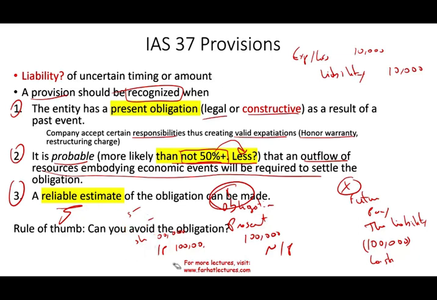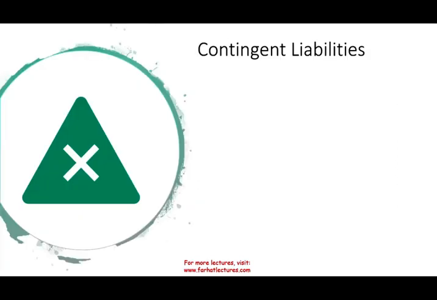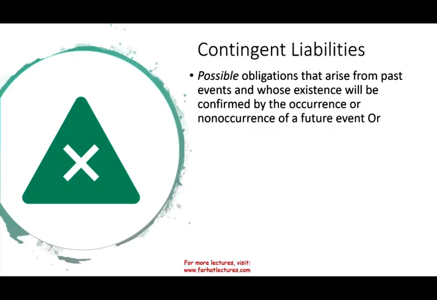Now, how do you know if you have a provision? Well, you ask yourself, can you avoid this obligation? If you cannot avoid the obligation, then you have an obligation. Okay? Now, those are provisions. What are contingent liabilities? Because I told you they're kind of the same thing. Okay? They're a possible obligation that arises from a past event whose existence will be confirmed by the occurrence or non-occurrence of a future event.